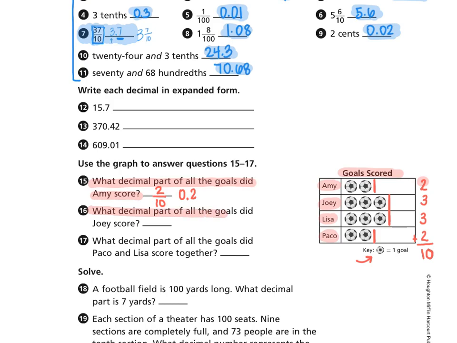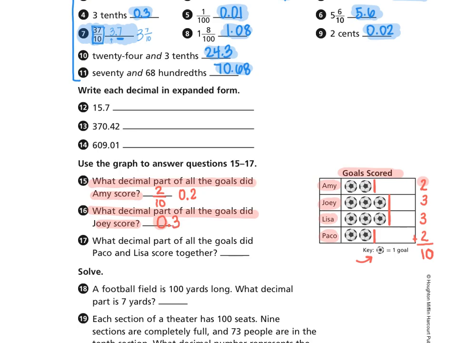Okay, and how about what is the decimal part that Joey scored? Jide, can you tell me the decimal part that Joey scored? Jide, the decimal point that Joey scored? Oh, 0.3. Good. Instead of saying point, let's say 0 and 3/10.